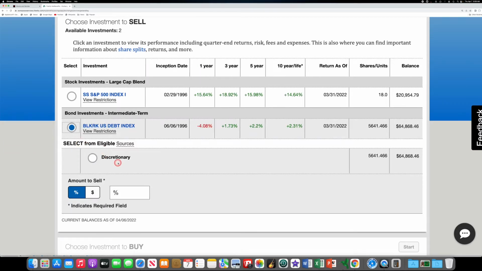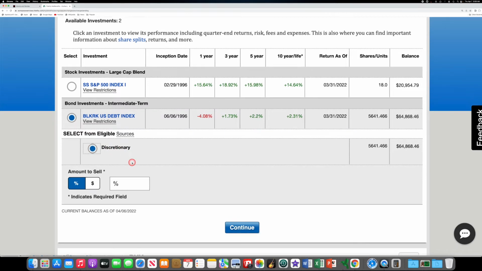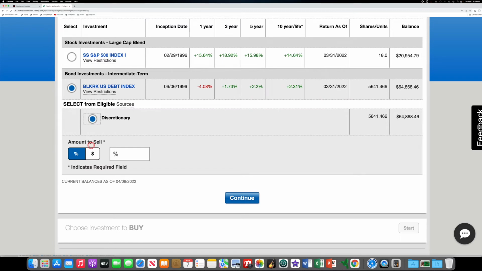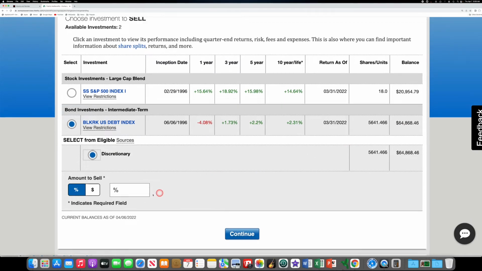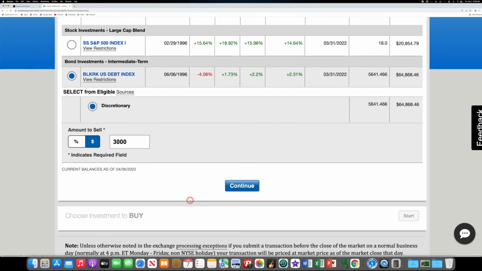You always have to click on this tab right here, discretionary. Amount to sell, you can do a percentage or a dollar value. So if I wanted to sell 50% of the 64,000, I will put in 50%. If I only wanted to sell $3,000, I will click on $ and put in 3,000. So continue.